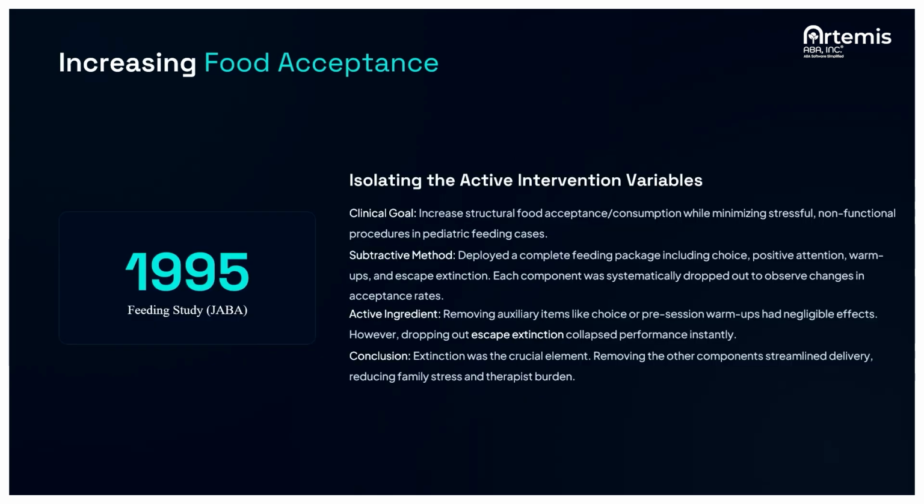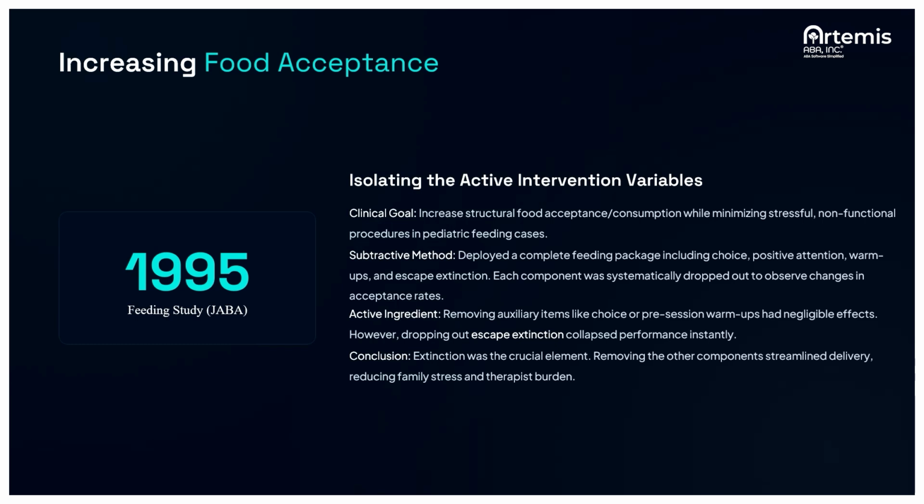Our second case study is a landmark pediatric feeding study from 1995 using a dropout analysis. They started with a heavy multi-component package: choice, warm-ups, and escape extinction. When systematically dropping non-essential components, they noticed that food acceptance remained stable until they dropped the escape extinction, causing immediate performance collapse. This proved escape extinction was the only true critical active variable, allowing them to discard extraneous features to reduce the stress on families and clinicians.